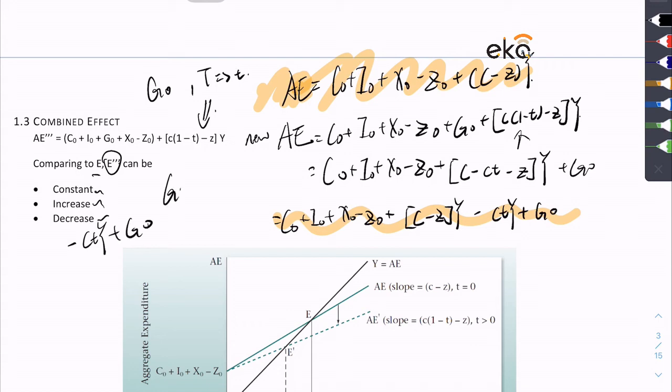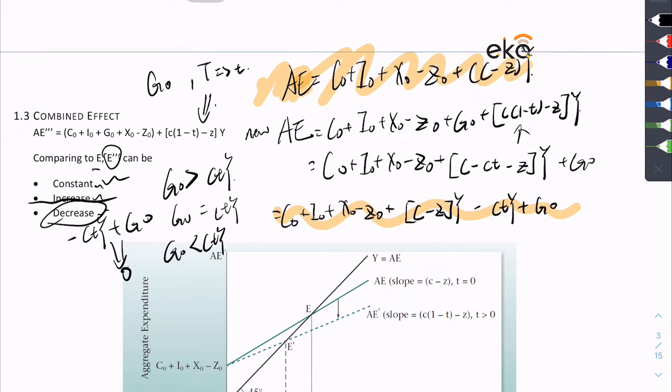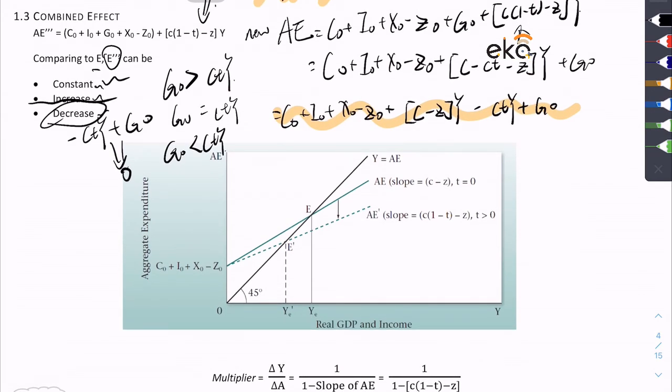When G0 is bigger than CTY, we have an increase in AE. When G0 is equal to CTY, which here is 0, we have a constant. If G0 is less than CTY, we have a decrease. So all of these can happen. And since we are adding the percentage tax system into the function, our slope is changed to C times (1 minus T) minus Z.